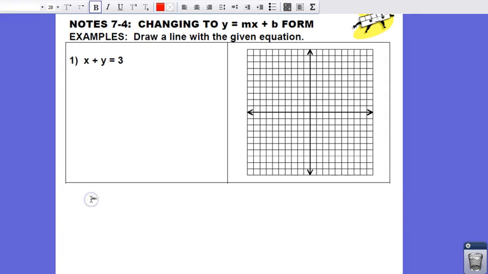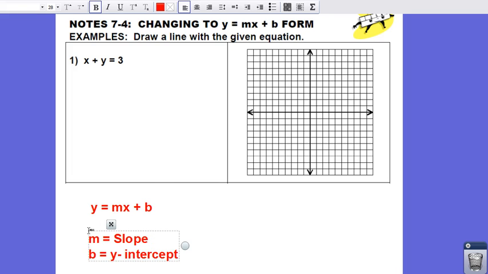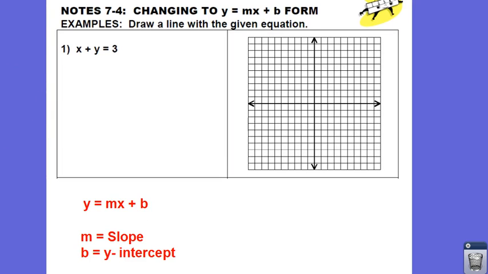Now remember from what we talked about yesterday, when we go y equals mx plus b, your m is your slope and your b is known as your y-intercept. So we need to take this x plus y equals 3 and change that into y equals mx plus b. We need to get our x over and make sure that we isolate the y.